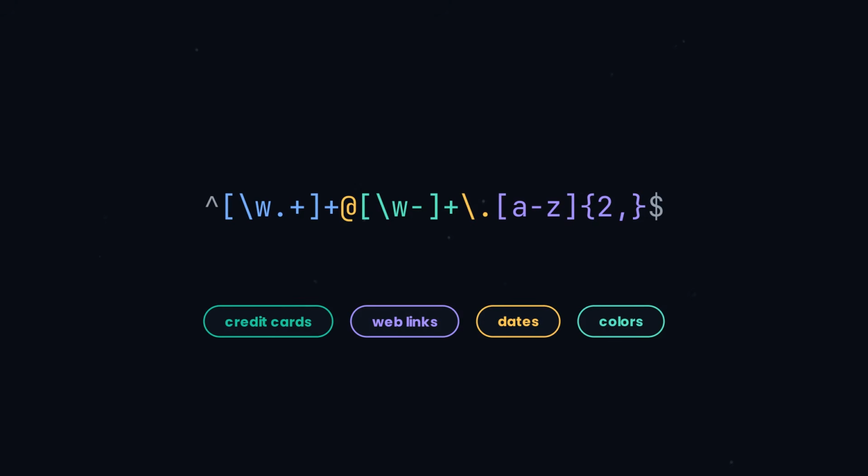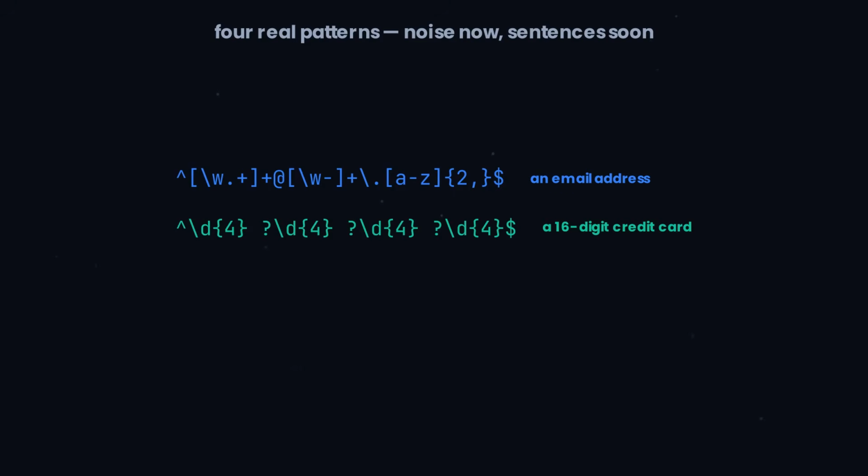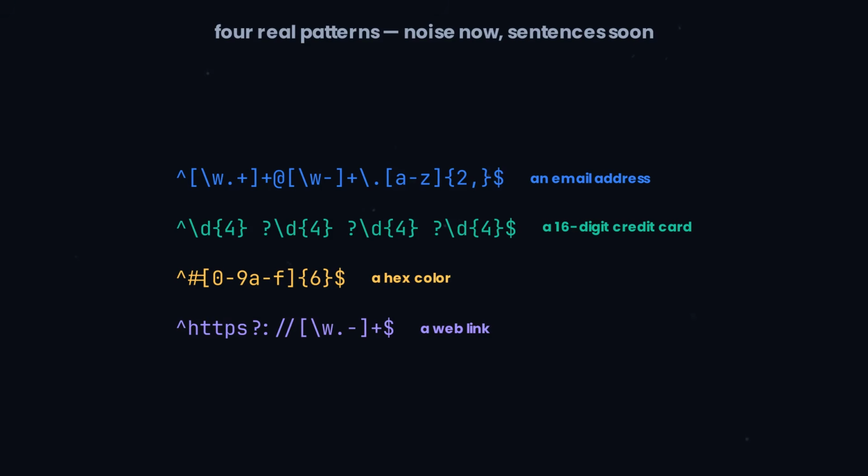The catch is simple. Right now, that line reads like noise. What are the few building blocks that turn noise into meaning? Here are 4 real patterns we will be able to read by the end. The first matches an email address. The second matches a 16-digit credit card, spaces or no spaces. The third matches a hex color code. The fourth matches a web link.